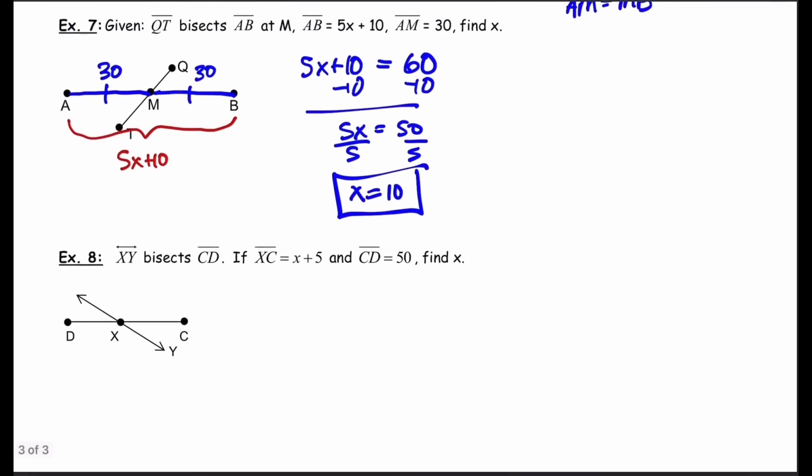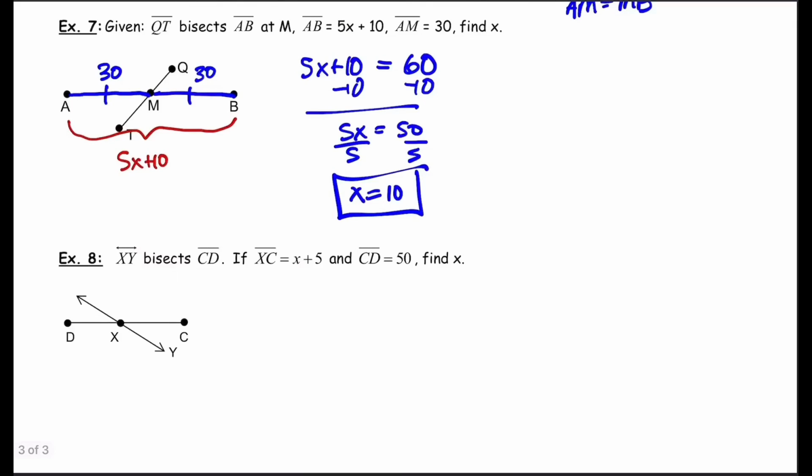All right, final example. It says line XY bisects CD. So CD is what's cut in half. So those two pieces are going to be equal. Let's mark it. It says if XC is x plus 5, so XC is just this piece right here, that's x plus 5. And CD equals 50. CD is the whole thing. So that right there is going to be 50.